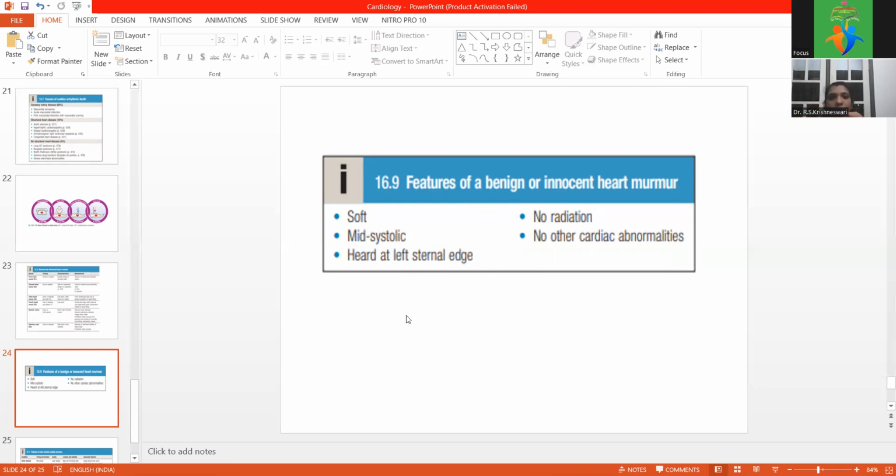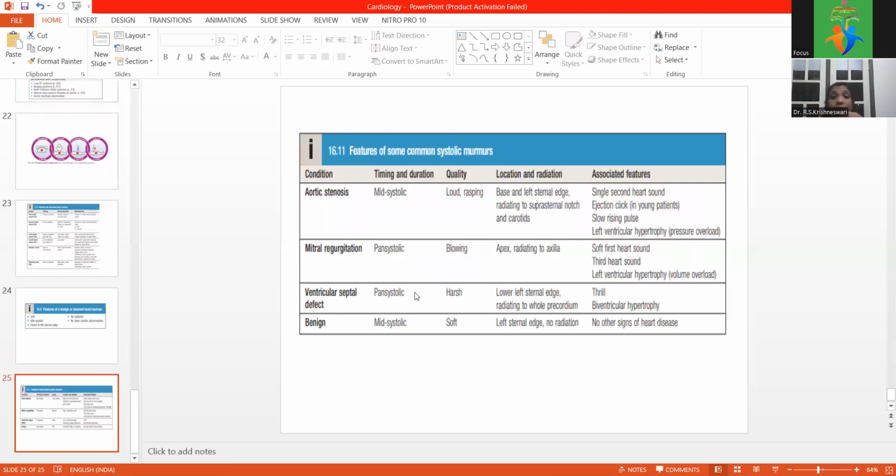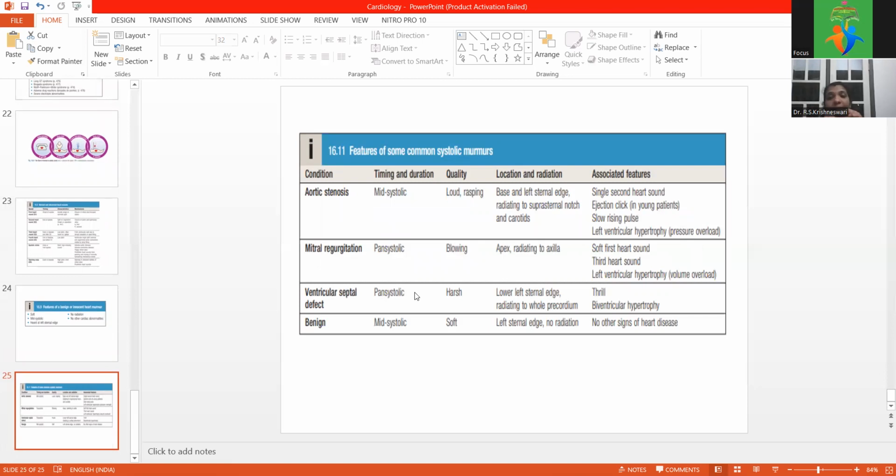So remember, an innocent murmur will be mid-systolic. It is soft. It is heard at the left sternal edge. There is no radiation of the murmur and no other cardiac abnormalities. So I hope you understand. This is the last slide of today's class. Some features of some common murmurs we are going to say. Aortic stenosis, common systolic murmurs. In case of aortic stenosis, it is mid-systolic. Mitral regurgitation is pan-systolic. Ventricular septal defect is pan-systolic.